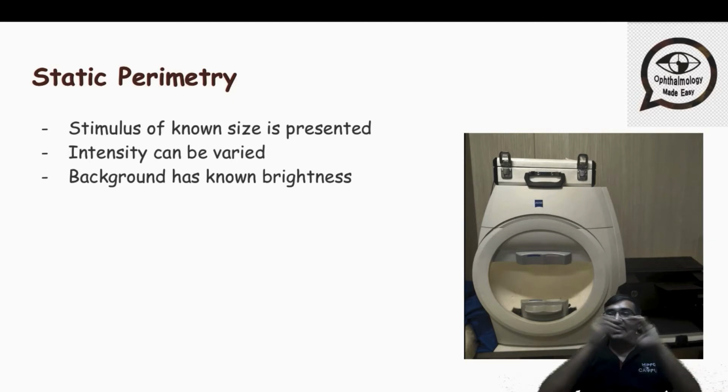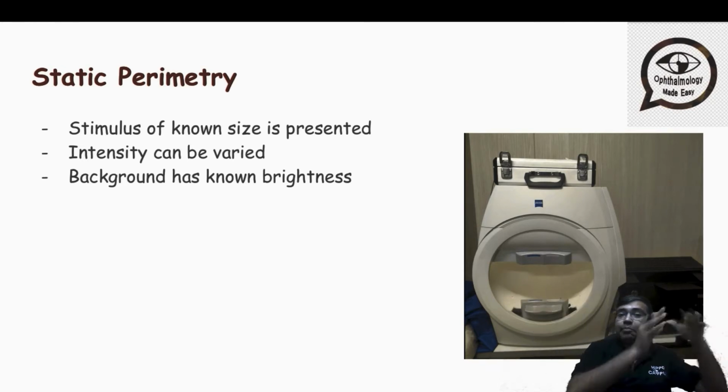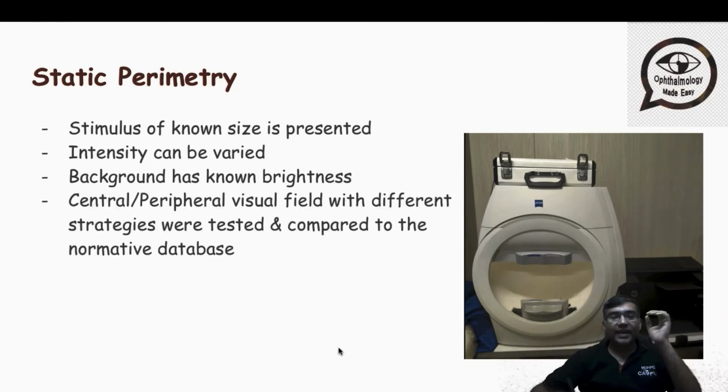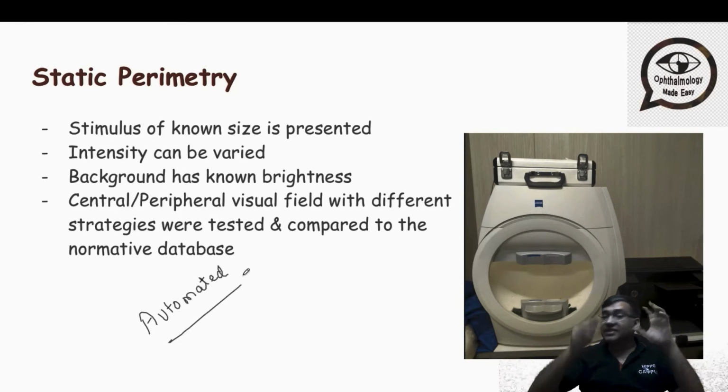Very important here is that central or peripheral visual field, whatever you are going to test, you can test in these types of visual fields with different strategies. You can have a 24-2, 30-2, and after doing this visual field, you can compare the results with the normative database. That's why they are also called automated perimetries. Remember, why automated? Because the computer itself has programs which can tell you whether the results you are seeing come within the purview of a normal person or of abnormal sensitivity for the patient.